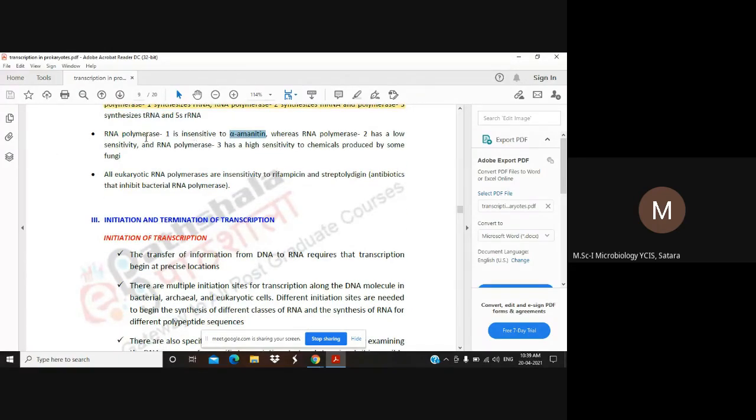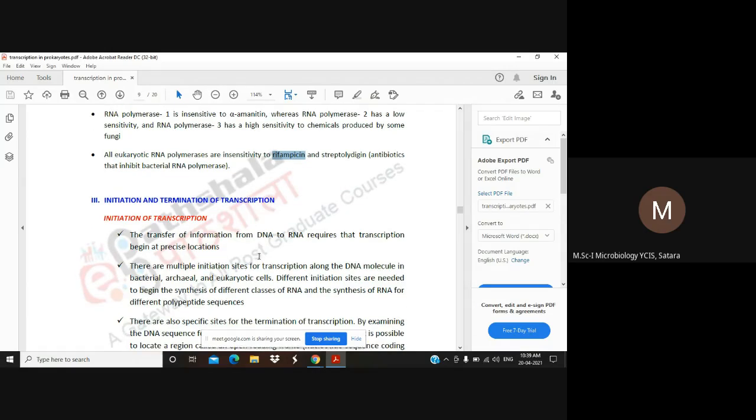Then there is sensitivity. RNA polymerase 1 is insensitive to alpha amanitin. Polymerase 2 has low sensitivity. And polymerase 3 has a higher sensitivity to the chemical that is produced by some fungi. Then some other antibiotics like rifampicin and streptolydigin inhibit the bacterial RNA polymerase. Means eukaryotic RNA polymerase is resistant to these two antibiotics, rifampicin and streptolydigin, but bacterial RNA polymerase is sensitive.